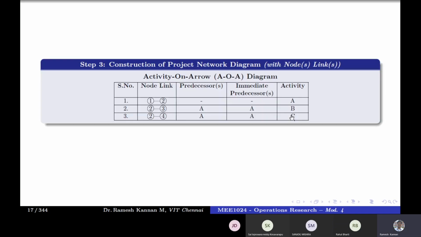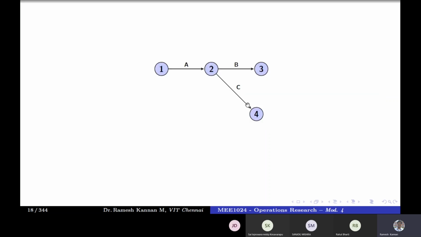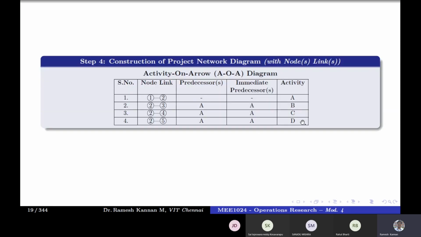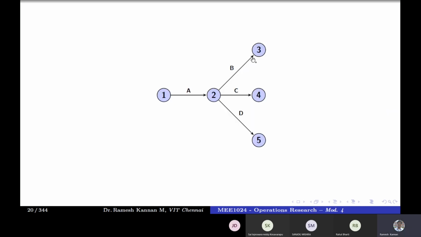Okay. The next is activity C. Activity C also depends on activity A. So this is probably like this. This is just trial and error. You can change the orientation, or you can place the labels differently based on experience. Okay. The next is activity D. Activity D also depends on activity A. So this will be something like this. Activity A, then B, C and D, which all depend on activity A.